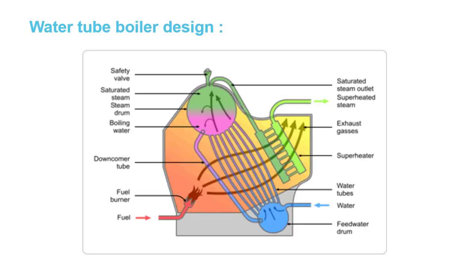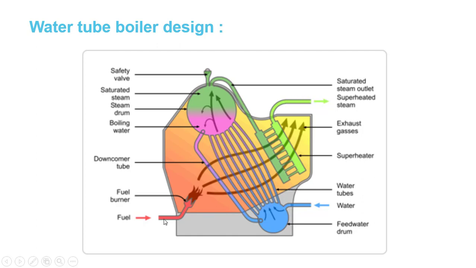Water tube boiler design. Here you can see there are the bottom and top two drums. Both drums are connected with tubes. Usually water passes from the bottom, then it goes to the top. From the top, steam is passing. There is a ladder kind of thing, connected with the tubes on both sides. Through this, finally the superheated steam goes to the process.